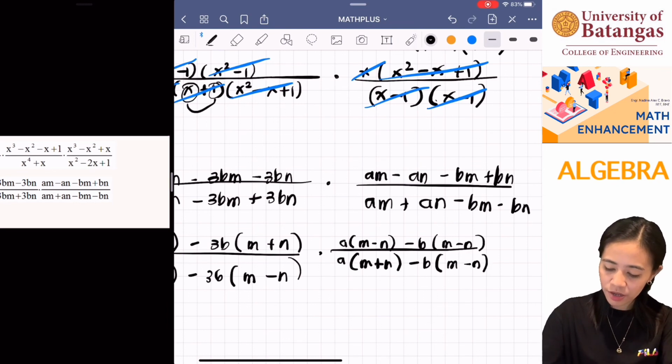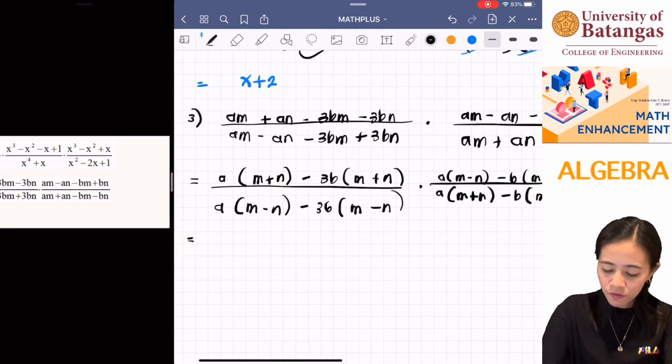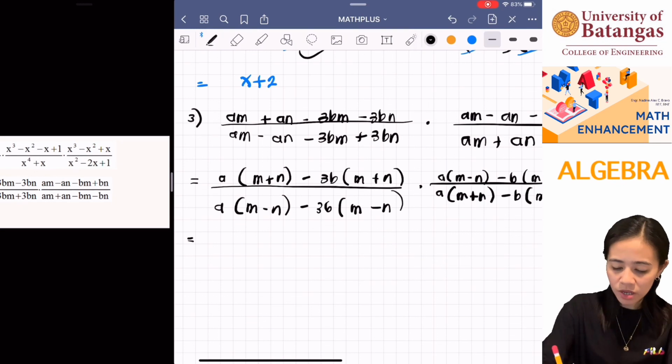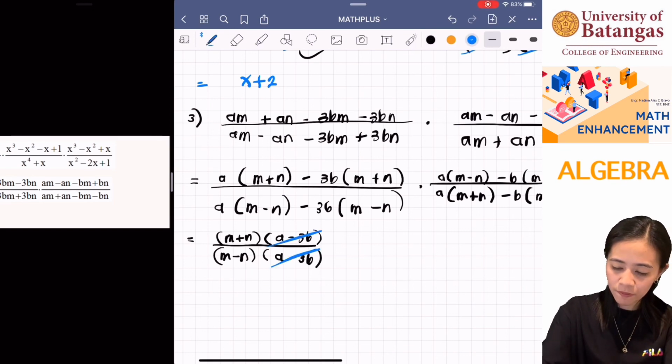M minus n. And then let's proceed with factoring again, common terms. So I have m plus n common. That would be multiplied by a minus 3b all over, m minus n is common. It will be multiplied to a minus 3b. And obviously, this will be cancelled na.